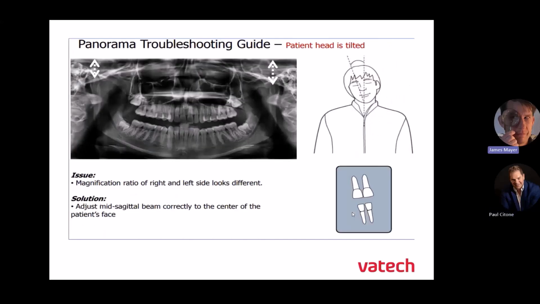Paul, let you talk about this one here where maybe the head's tilted one way or the other. Yeah. So we can see on that image on the right, they're just tilted way too much to the right. So aligning your mid-sagittal beam through the center of the head will avoid this issue. The result, if they are positioned like this, is you get magnification on one side, the right side, versus the left side on your panoramic itself.